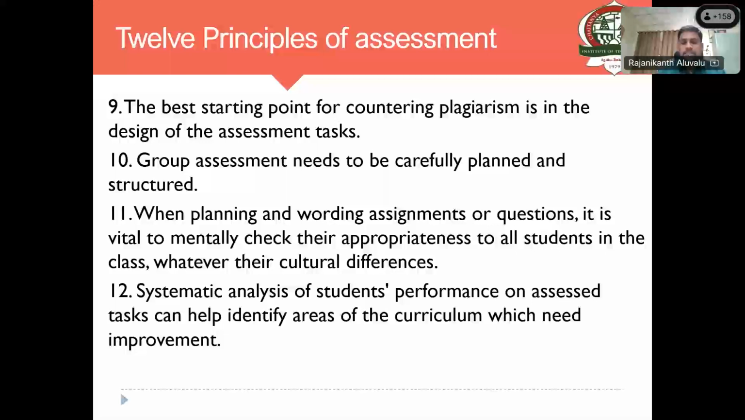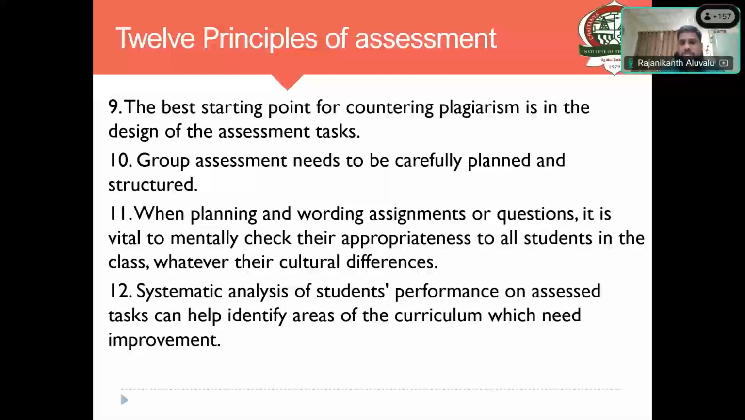Then the 10th principle is that group assessments need to be carefully planned and structured. When we talk about group assessment, the major issue is that the students of good grade will form one group, the students of average one group, and the students of below average one group. This grouping will never help in improving learning. The grouping has to take place with diverse students. There should be a brighter one, an average, and a below average.